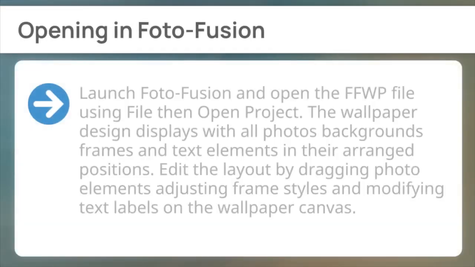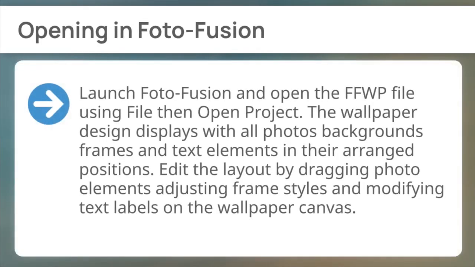First, opening in Foto-Fusion. Launch Foto-Fusion and open the FFWP file using File, then Open Project. The wallpaper design displays with all photos, backgrounds, frames, and text elements in their arranged positions. Edit the layout by dragging photo elements, adjusting frame styles, and modifying text labels on the wallpaper canvas.